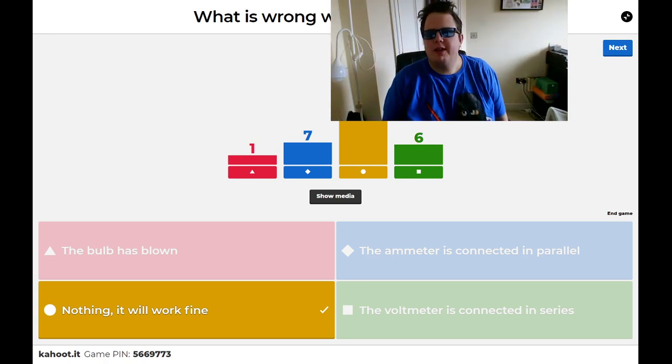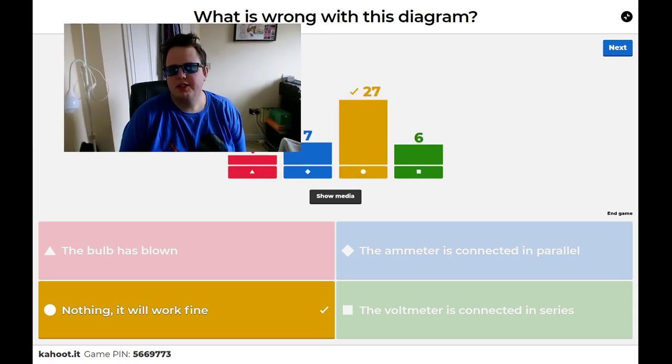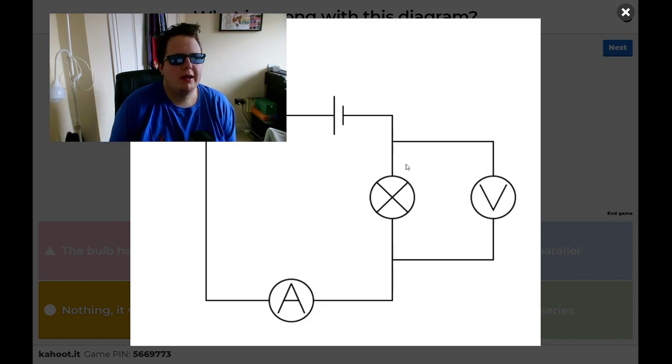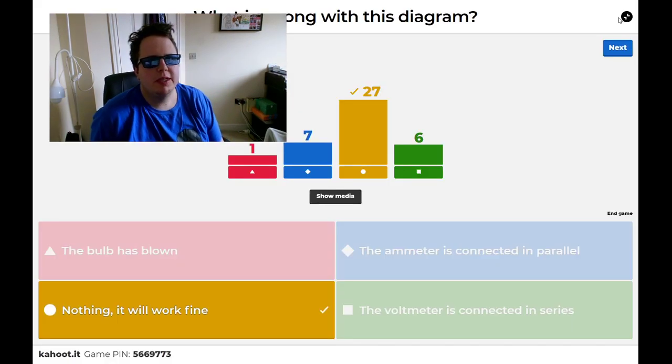Okay, well done. Yeah, that circuit was a bit of a trick question to see if anybody was reasoning it out. And yeah, there's nothing wrong with it. Cells are the right way round, ammeter in series with the bulb, voltmeter in parallel across our bulb. So yeah, that circuit would work perfectly fine.